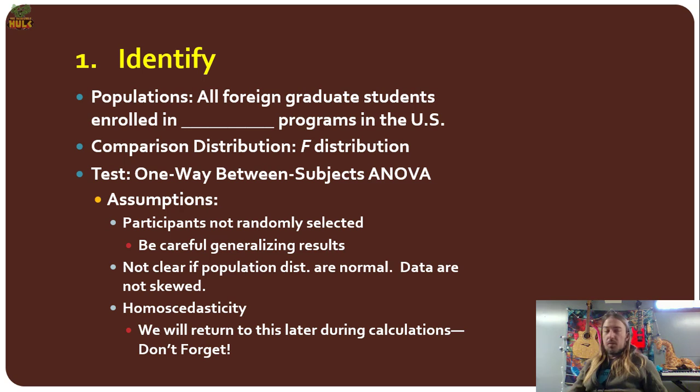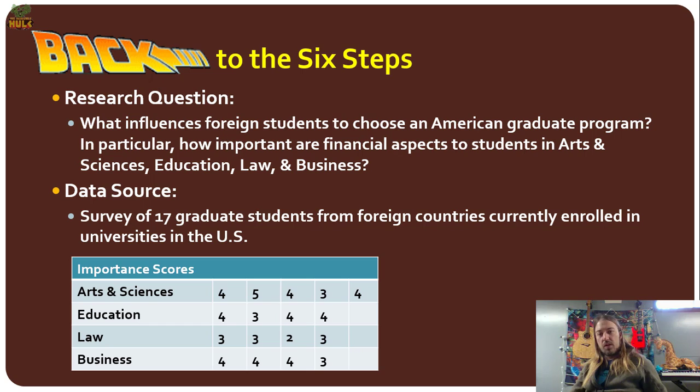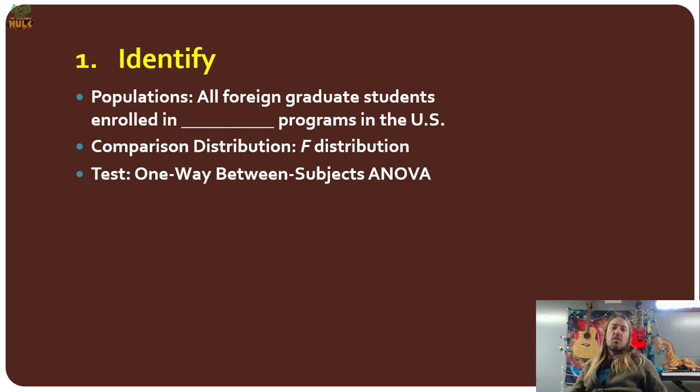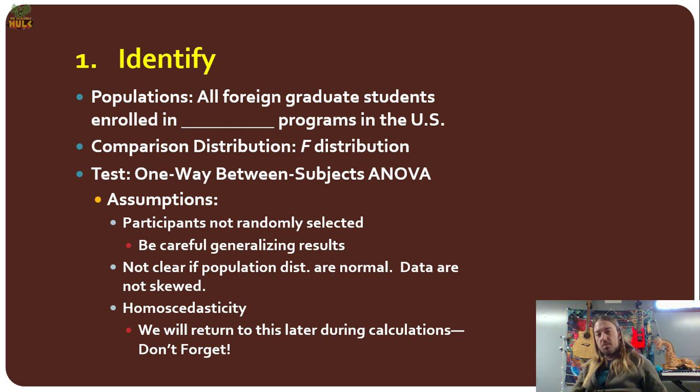It's not clear if our population distributions are normal, but if you look at our data, which we can go back to real quickly here, you can see that the numbers themselves don't appear to be particularly skewed. In none of these distributions is there what appears to be an outlier, right? And so to that end, we can at least on the surface assume that we have met this particular assumption. The new assumption that we have for the between groups ANOVA is the homoscedasticity assumption. Right?